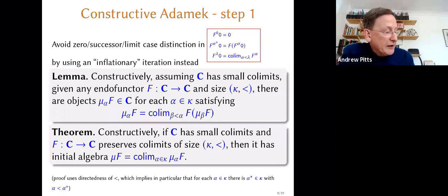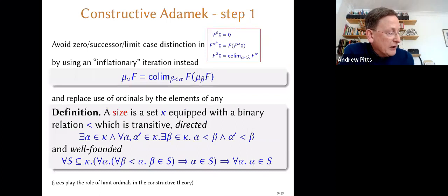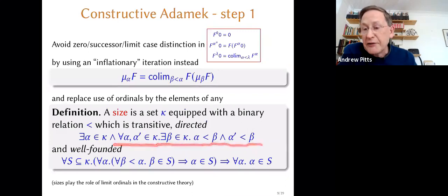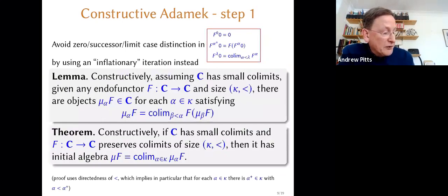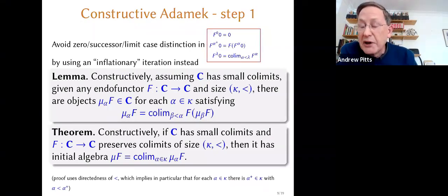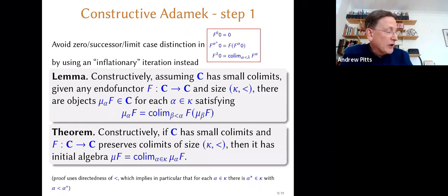And one thing about directedness, I'll just flick back to the definition. You can apply this when alpha and alpha prime are the same thing, alpha, which might sound like a silly thing to do, but part of directedness is to say that for every alpha there exists something which is strictly bigger than it in the set of sizes. So in other words, we do have a sort of successor operation whenever we've got a notion of size. So in that sense, a size is playing the role of a limit ordinal in this constructive setting.